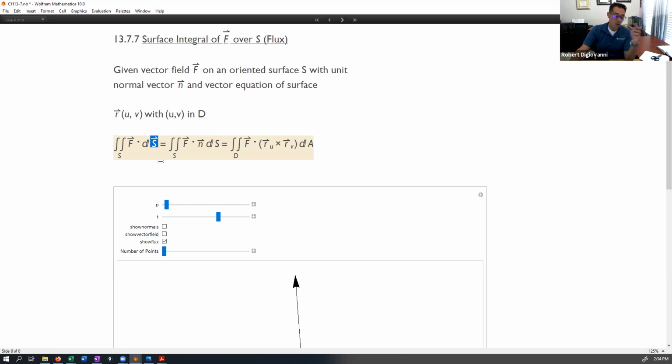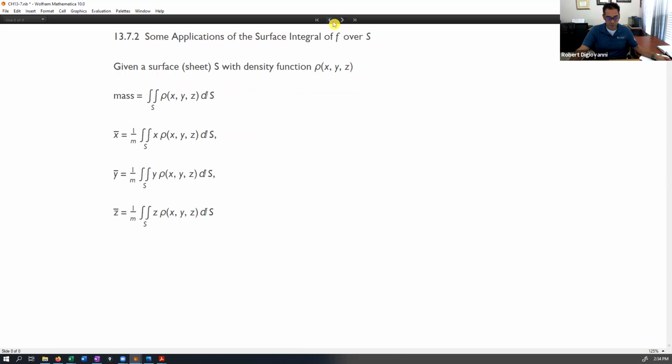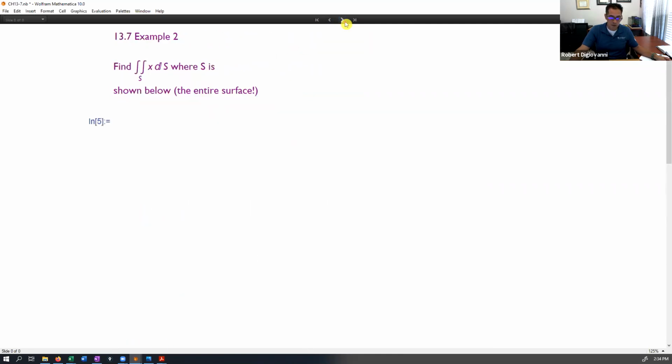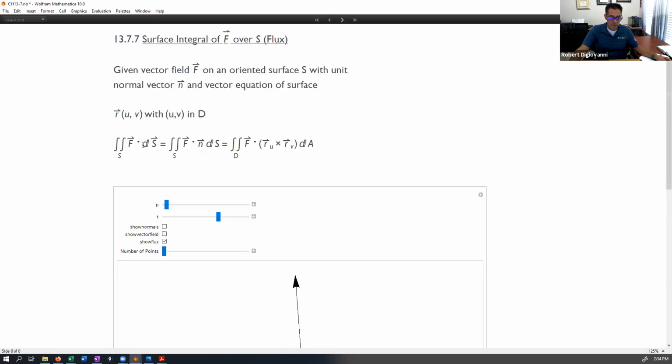Do not confuse that with what we were doing in previous problems. Scalar function, dS, capital S was not a vector. Now the notation is the vector field dotted with dS, capital S vector. Another way of looking at this formula is capital F, the vector field, dotted with the normal vector, dS.